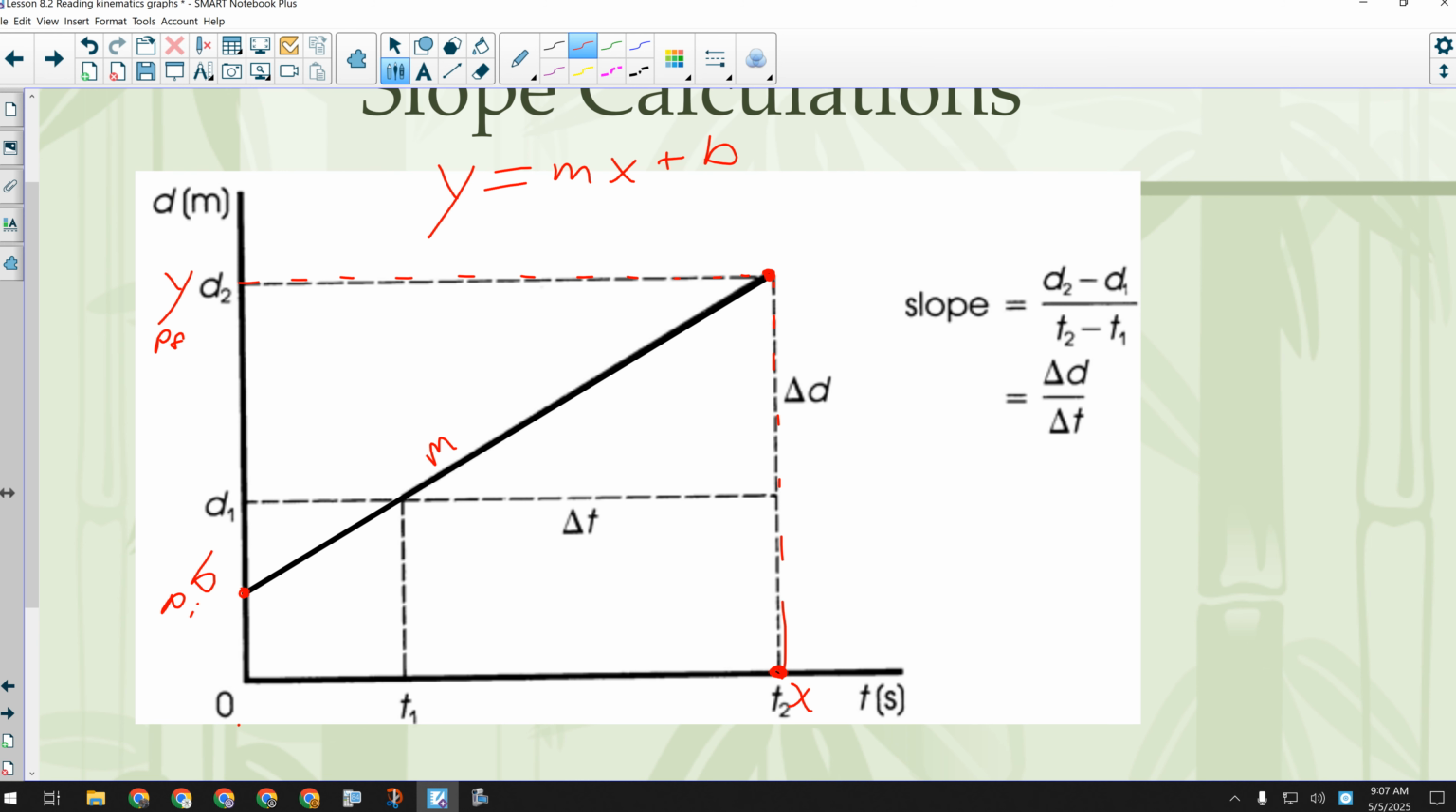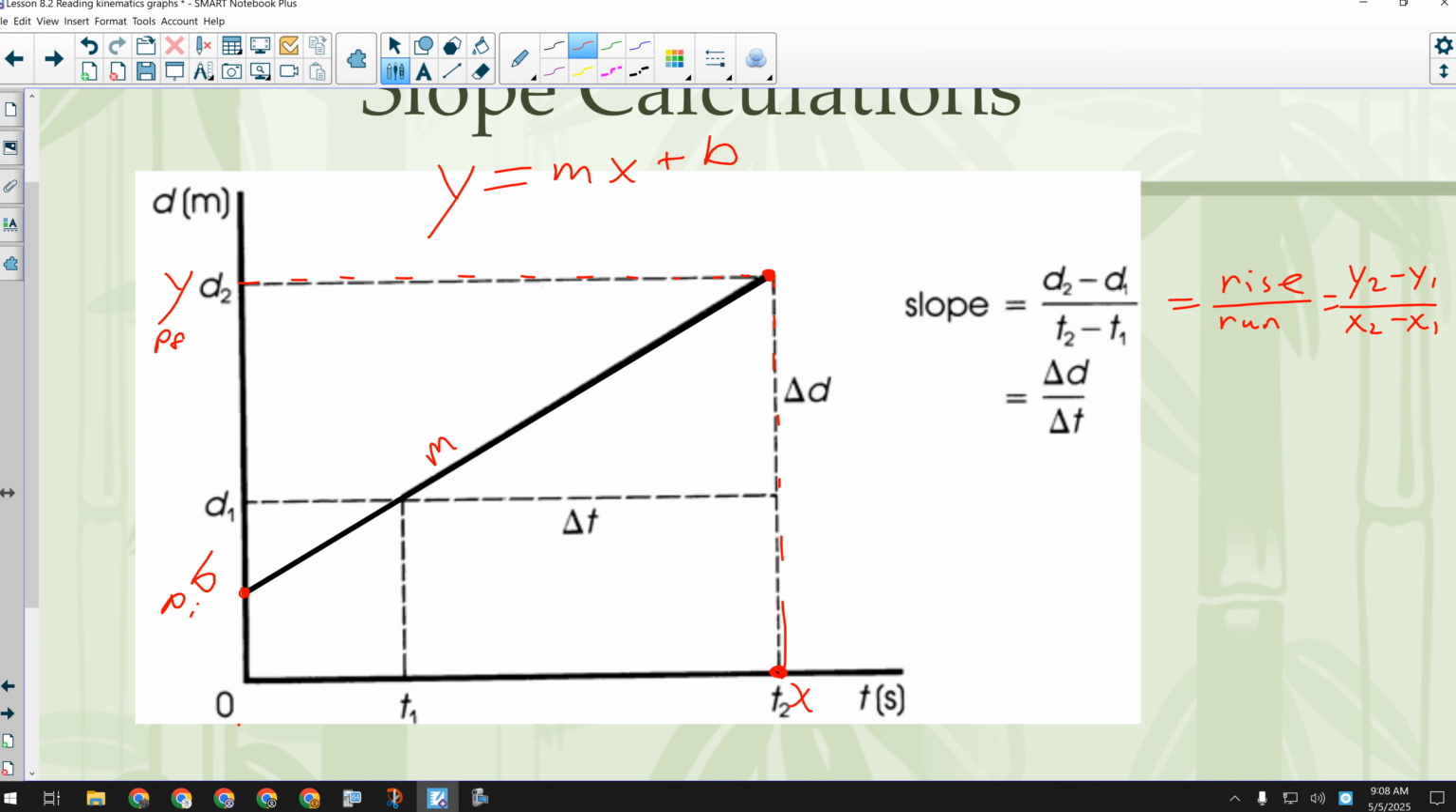Now, you might have been taught in math that you can calculate slope by going rise over run, and that would be y2 minus y1 over x2 minus x1. That's absolutely true. But that formula is horrendous if you're solving for anything other than slope. It's really difficult to use for anything other than slope. So that's why we use this formula.